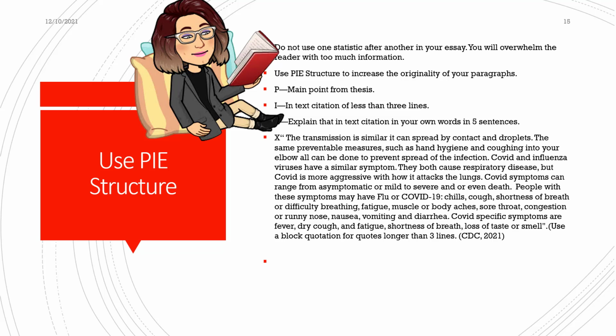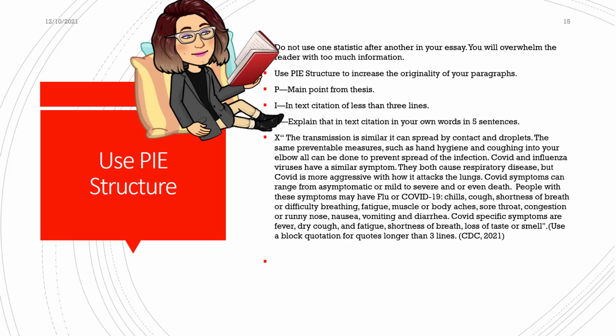Use PIE structure. Do not use one statistic after another in your essay. You will overwhelm the reader with too much information. Use PIE structure to increase the originality of your paragraphs. So use P, main point from thesis. I, in-text citation of less than 3 words. E, explain that in-text citation in your own words in 5 sentences.